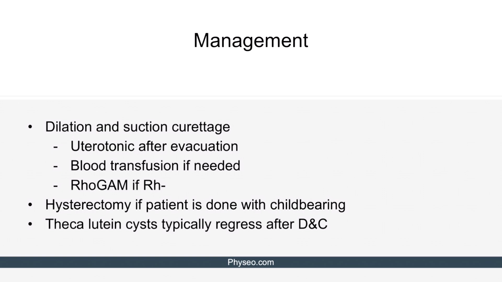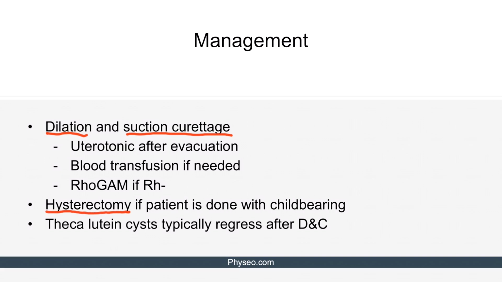All right, moving on to management. The curative treatment for a complete hydatidiform mole is dilation and suction curettage. During this procedure, a uterotonic such as oxytocin should be administered after evacuation in order to decrease the risk of hemorrhage. If there is hemorrhage, the patient should be provided with a blood transfusion. In addition, if the type and screen reveals that the patient is Rh negative, the patient should receive RhoGAM to prevent sensitization. While dilation and suction curettage is typically the first-line treatment, if the patient has completed childbearing, they can also be offered a hysterectomy.